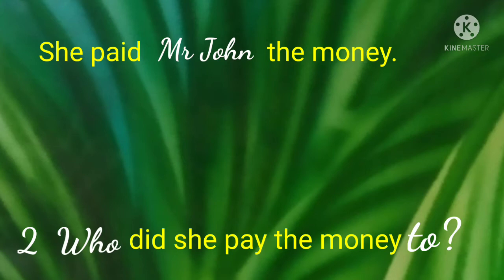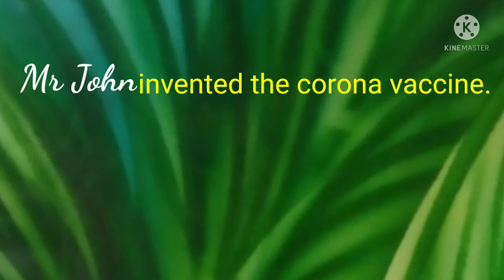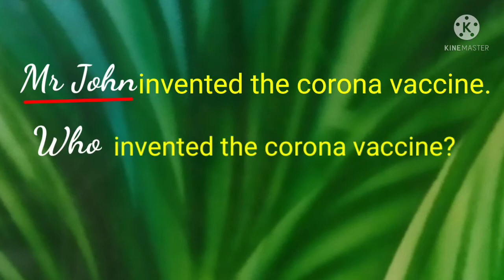Again, sometimes a WH word will be the subject of a sentence. In such cases, when you make it a question, the subject verb inversion is not required. For example, if I say, Mr. John invented the corona vaccine. Mr. John underlined. How would you make it a question? Who invented the corona vaccine? Here the word order will be the same as that of a statement. No change in the word order. It is because the WH word becomes the subject of the action.